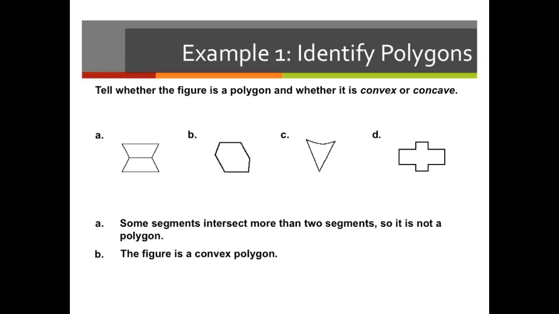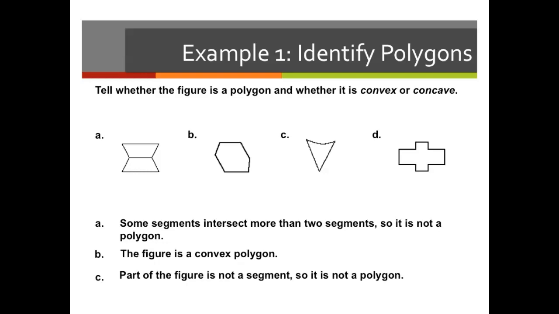All right, looking at C, it looks like we have 3 sides here, but one of those sides is a curved line. Now, when we talk about lines in geometry, we're always talking about straight lines. So, since we don't have 3 line segments, we only have 2 line segments and 1 curved side, we would say this is not a polygon.